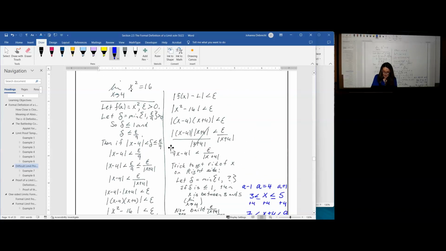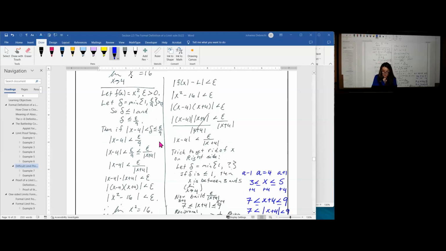Now we start at the top and we say, let f of x equal x squared, epsilon greater than 0. And you'll notice I've left some of the words out, which is okay as long as it reads mathematically like it would with the words in. Let delta be the smaller of 1 and epsilon over 9, greater than 0. So delta is less than or equal to 1 and delta is less than or equal to epsilon over 9.